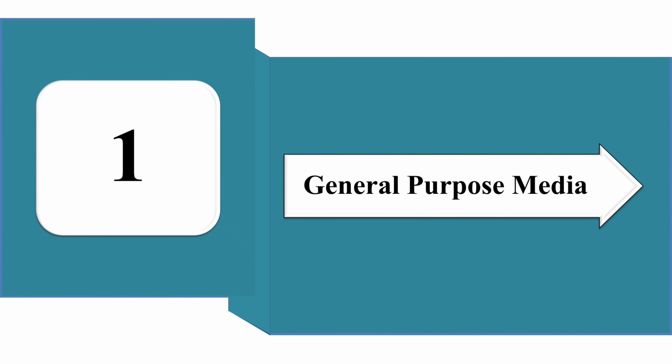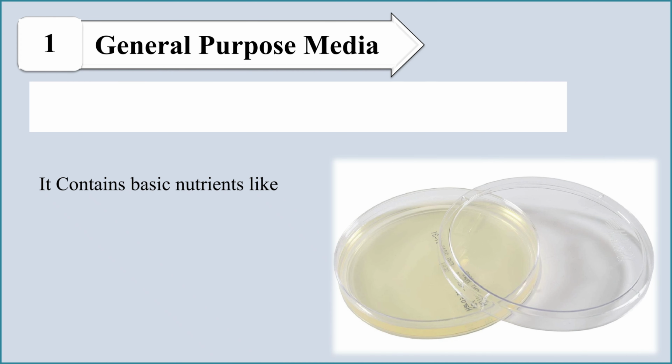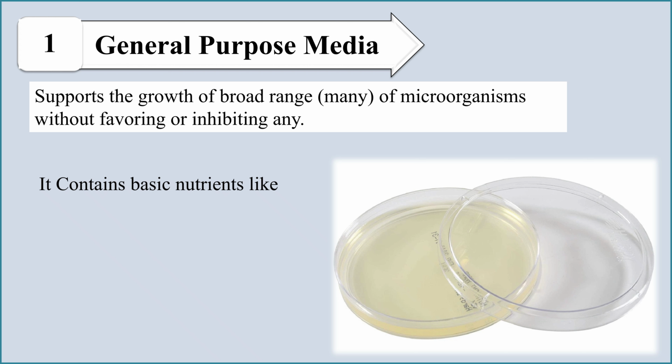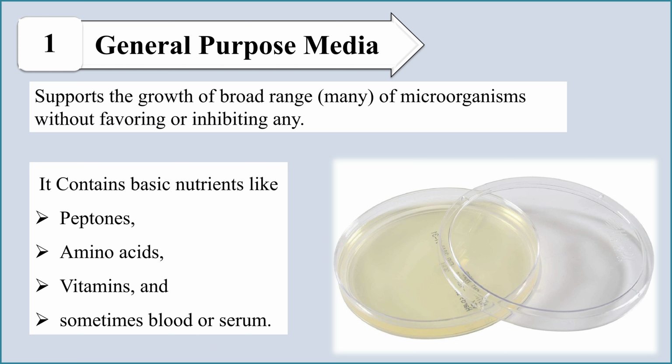What are general purpose media used for? General purpose media support the growth of a broad range of microorganisms without favoring or inhibiting any. It will allow the growth of many organisms, but it cannot favor or inhibit the growth of any bacteria. Generally it contains the basic nutrients: peptones, amino acids, vitamins, and sometimes blood or serum.